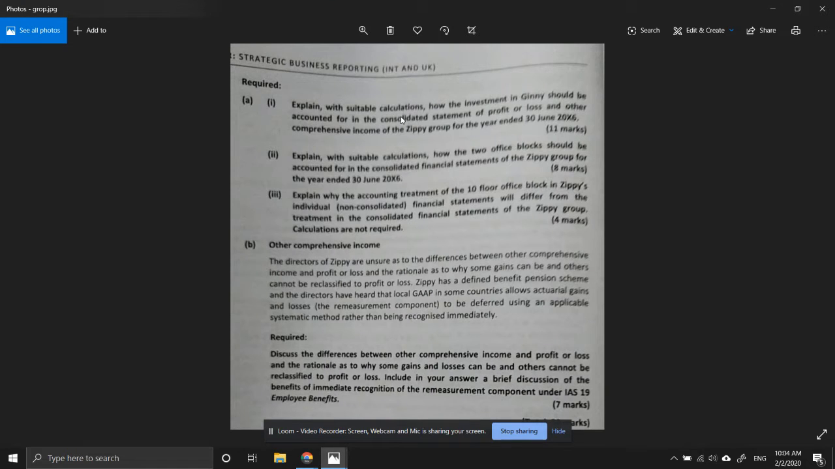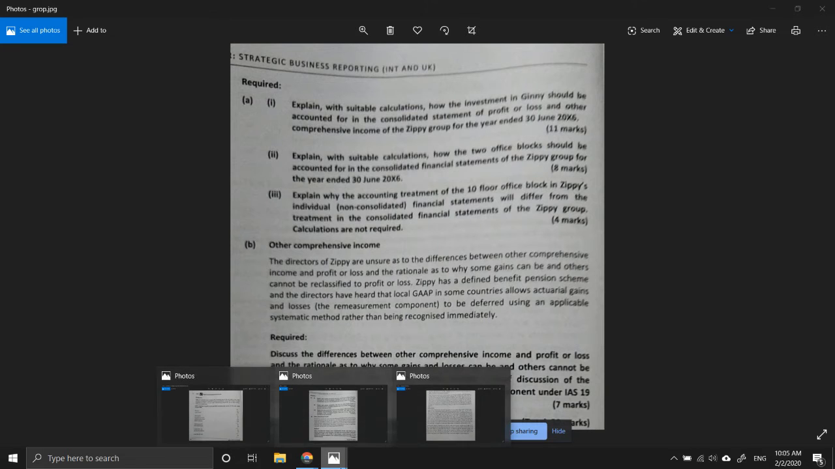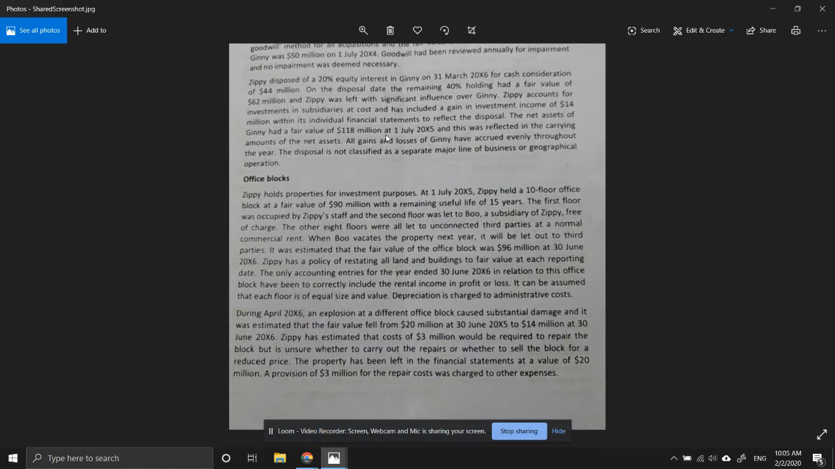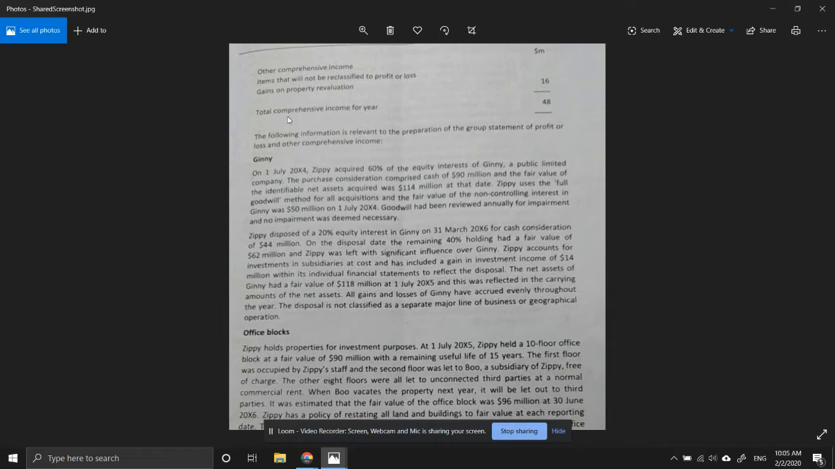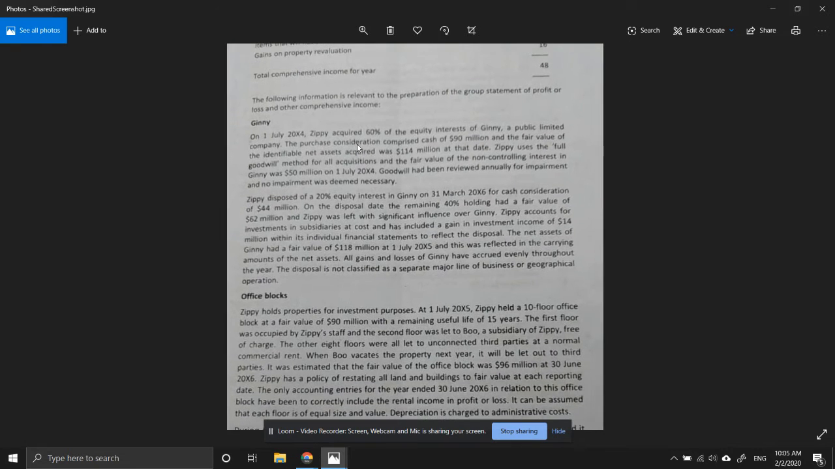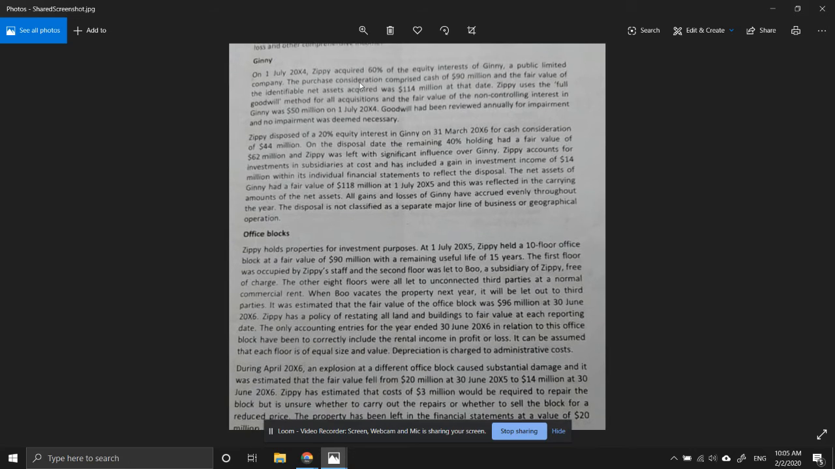Required is explain with suitable calculations how the investment in Genie should be accounted for in the consolidated statement of profit or loss and OCI of the GP Group for the year ended 30 June 20x6. Is there an OCI as well? Okay, let's read this first of all. OCI is there, gains on property revaluation. So which property has been revalued? We will need to look at that as well.